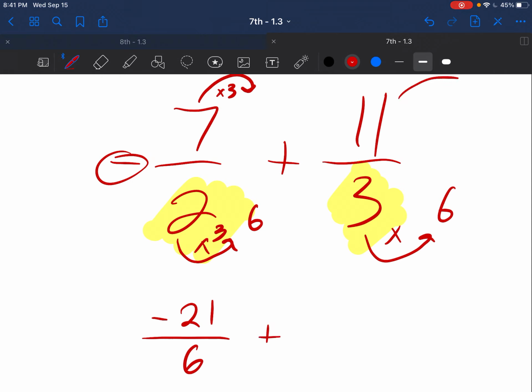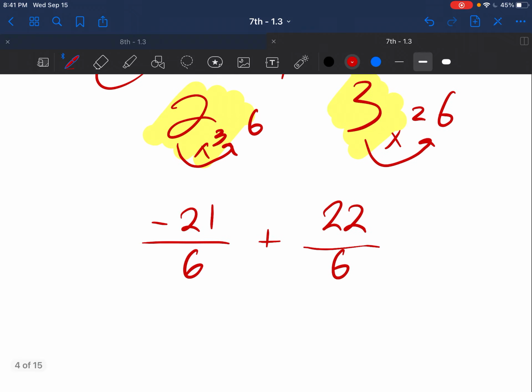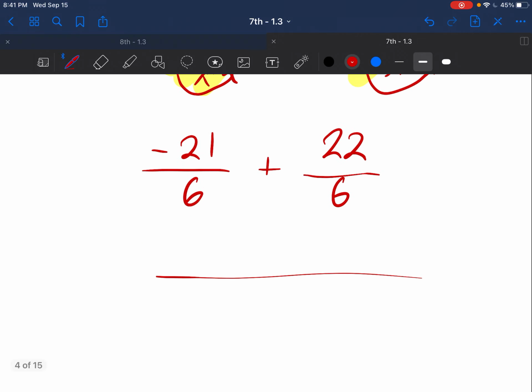All right. 3 times what gives me 6? That's 3 times 2. 3 times 2 gives me 6. And then 11 times 2 gives me 22. So now that I have that, let's just combine like terms.